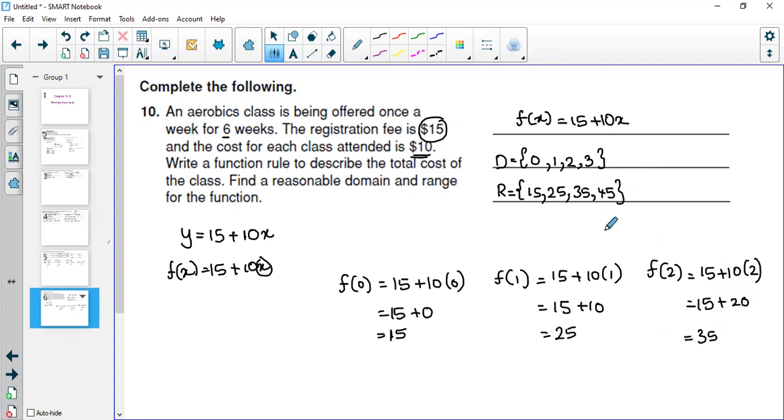So this is how you solve this question. And there you go, you have learned something new: how to write rules, how to write equations, and about function notations, because this is the first time I guess you're learning about function notations. So you have learned a combination of new things.